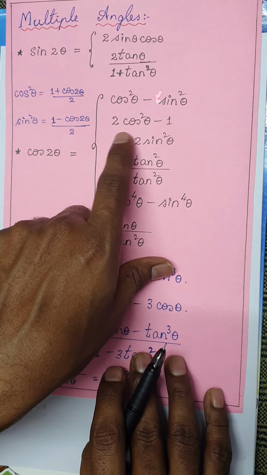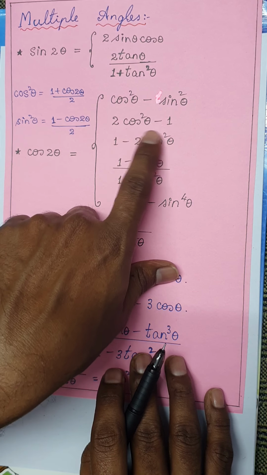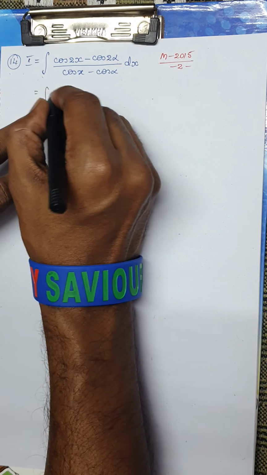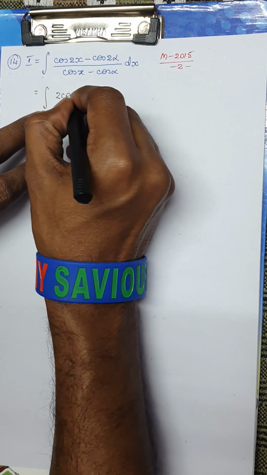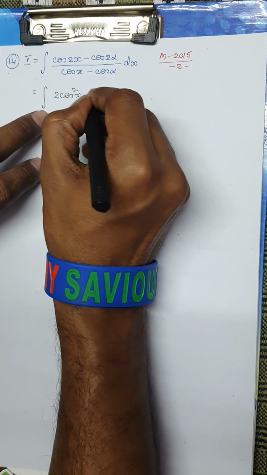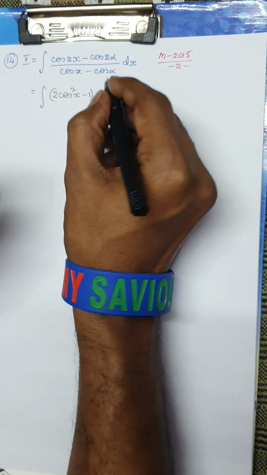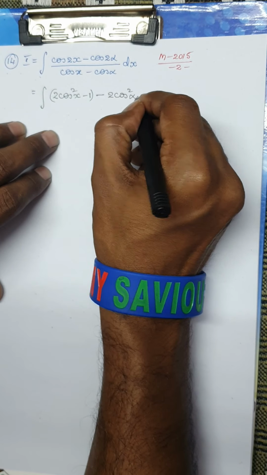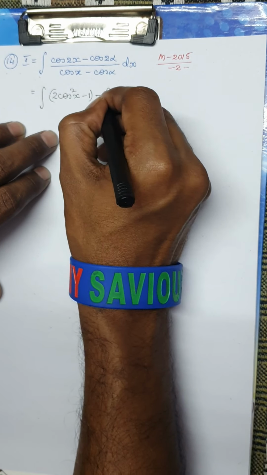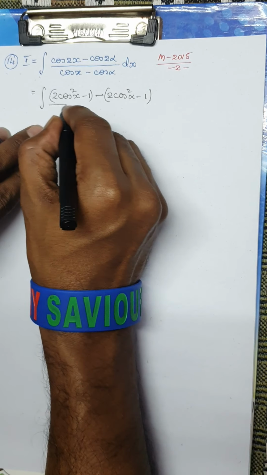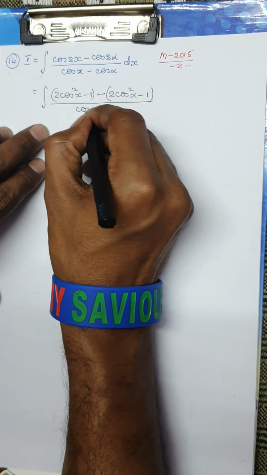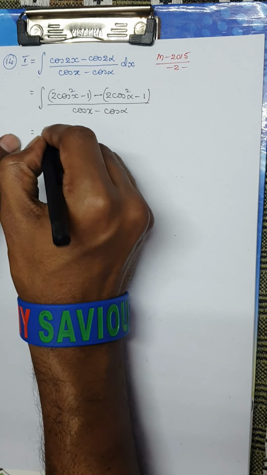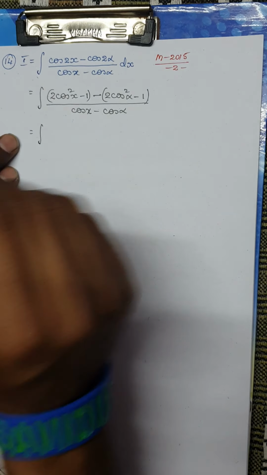So for cos 2 theta, I am going to use this formula: cos 2 theta is 2 cos square theta minus 1. So cos 2x would be 2 cos square x minus 1, minus, similarly cos 2 alpha can be written as 2 cos square alpha minus 1. Remember, use a bracket because outside you have minus, divided by, let me keep this term as it is, cos x minus cos alpha.